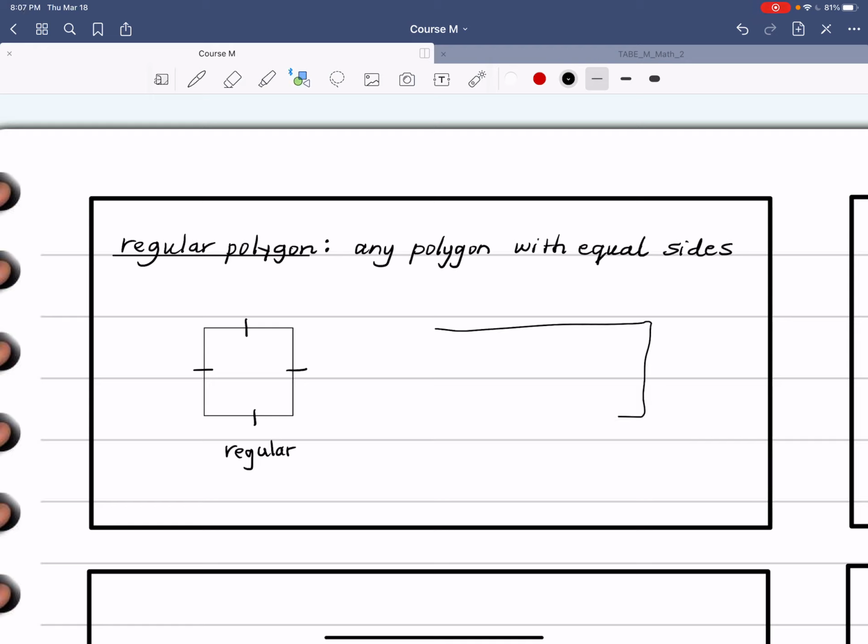This one, oops. One side, two sides, but then these are not the same as the other two, so this is not regular. Regular means equal sides. And that's really not going to be a big deal, other than it can pop up in a word problem, and if you don't know what it means, it can really get you confused. So regular means equal in this case.